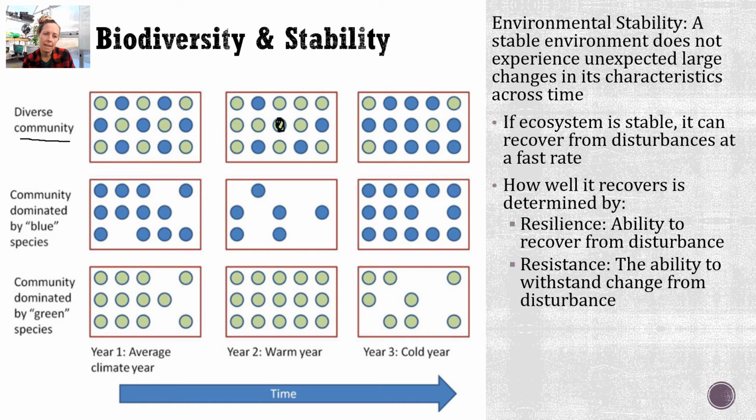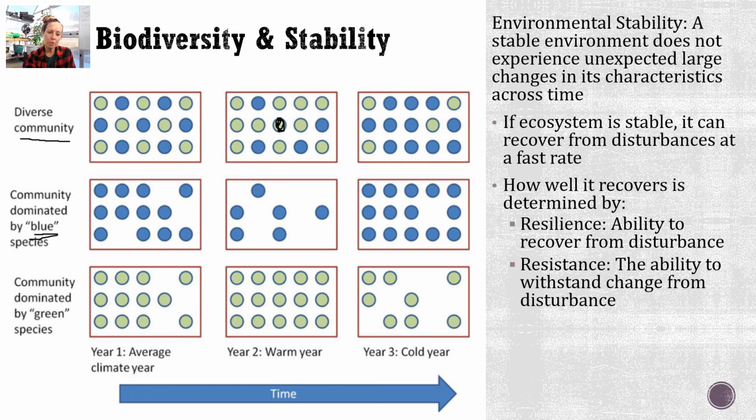If I look at my blue dot species, right, these guys do well in cold years. So if I look at them here, we have a good amount of individuals. In the warm year, a lot die out, and my population is becoming really low. It's not able to withstand that. It doesn't have much resilience. It doesn't have much resistance, right? It can't withstand that. But in my cold year, I have a lot of blue dots, right? And it does really well. But that's not really a stable ecosystem because it can't maintain itself.